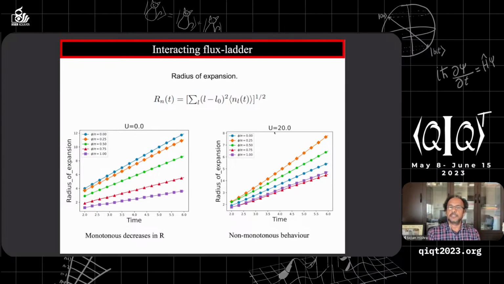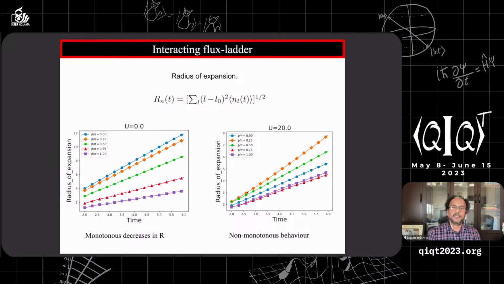But if you go to the other side, when U equals 20, then you see this non-monotonous behavior. When phi equals 0, you are somewhere here, this one. And then as phi increases, this rapidly increases to this, then decreases, and then at 0.75, that's the smallest, the slowest propagation, then increases. You see, from here it goes up, goes down, then goes up. So there is a nice non-monotonous behavior in the dynamics.